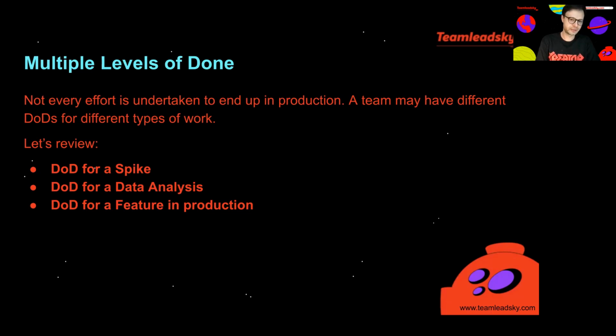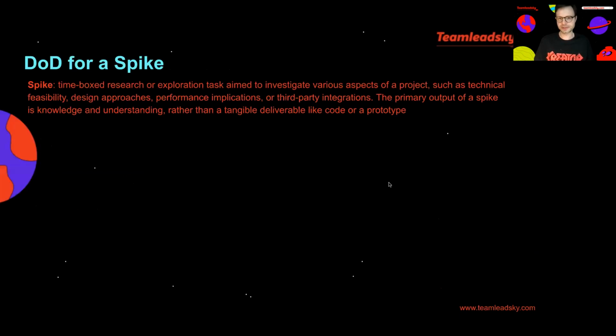So let me illustrate this with a couple of examples, and let's take a look at the definition of done for a spike, for a data analysis task, and the definition of done for an engineering feature going to production. So let's talk about spike, and by spike we mean a research or exploration.